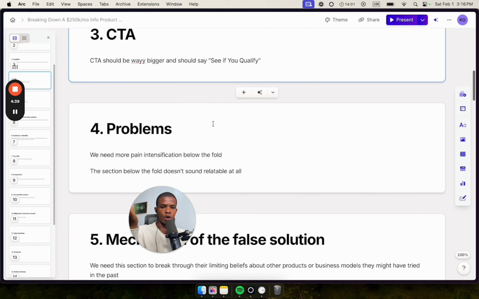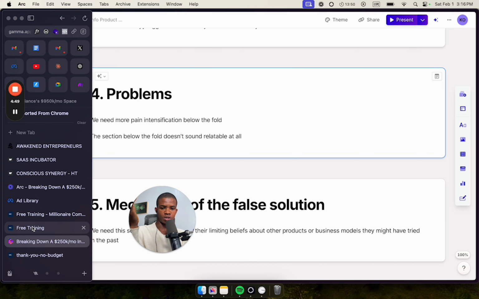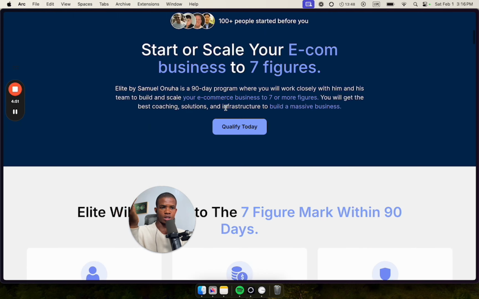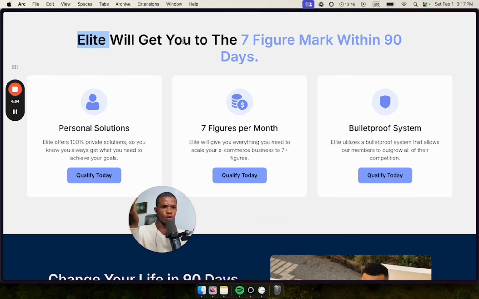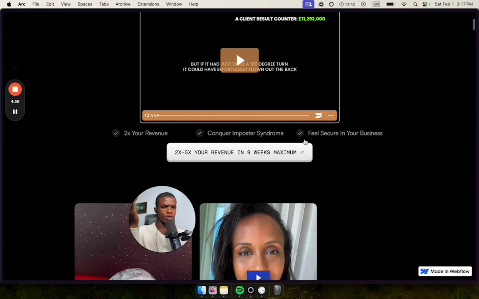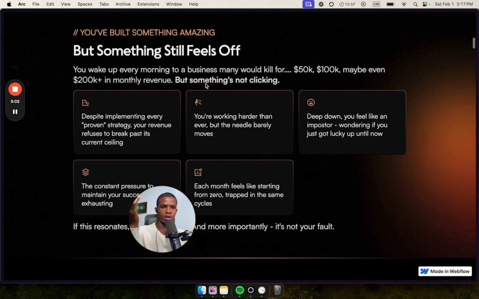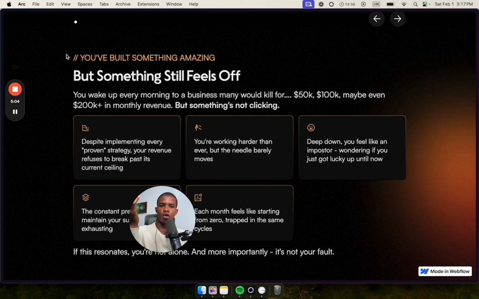Now, the next thing that we need to fix here is the problems. On this landing page, there's really no problems at all. We need more pain intensification just below the fold, because the section below the fold doesn't sound relatable at all. So this is why we need something that is going to go over the problems. Let me show you an example here. If we go to this landing page that we did for Narrow Knowledge, you can see right here, we already have some proof going on. And immediately we go into some of the problems that the prospect is going to be facing.